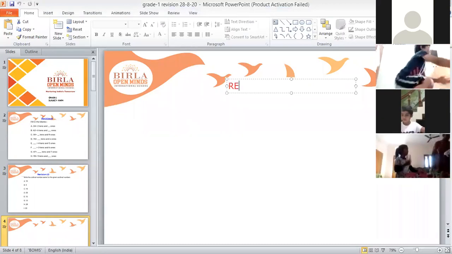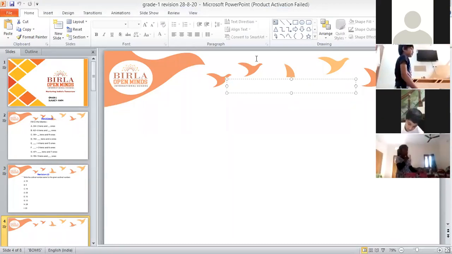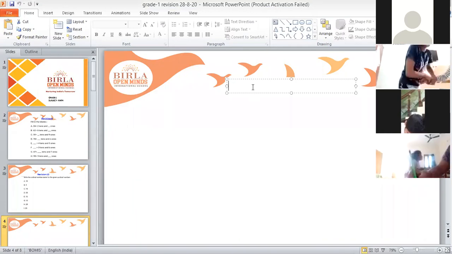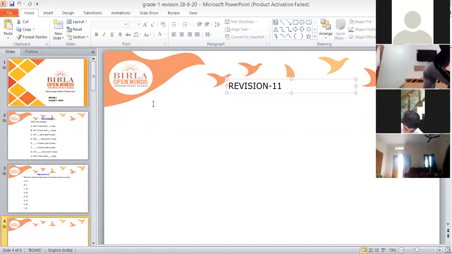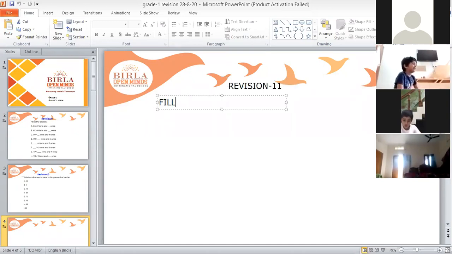Children, write date, classwork, and revision number 11 now. Yes, children, write this revision 11. And after writing revision 11, you have to leave one line and then write fill in the blanks.